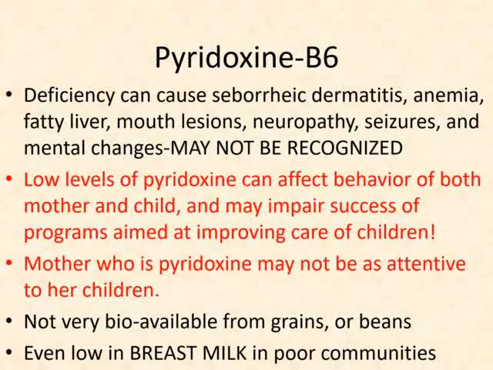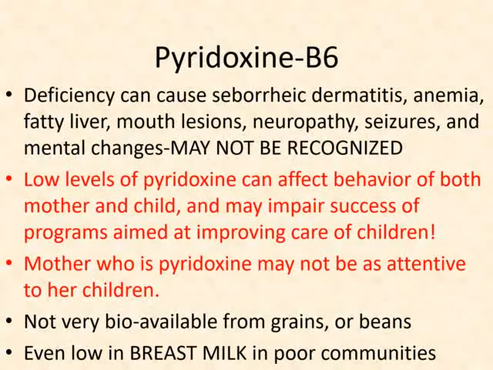Pyridoxine, B6. Now, this is a fascinating subject. A deficiency can cause seborrheic dermatitis, anemia, fatty liver, mouth lesions, neuropathy, seizures, and mental changes, and may not be recognized. Now, in animals, baby rats with their mothers: low levels of pyridoxine can affect the mother and child in the rat couples, and it is felt probably also can affect the bonding behavior of human mothers and children, and could impair the success of programs aimed at improving the care of children. A mother who is pyridoxine deprived may not be as attentive to her children.